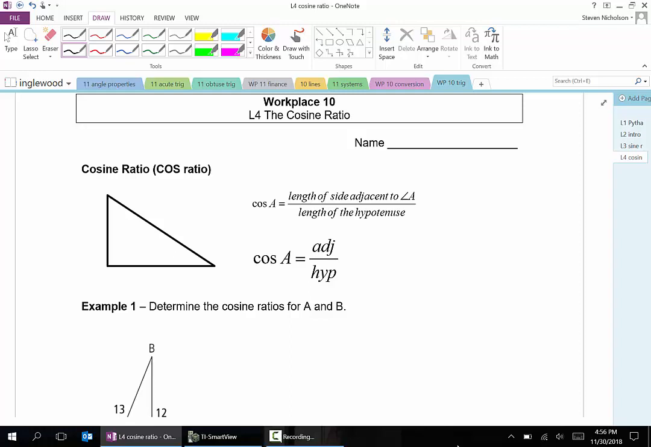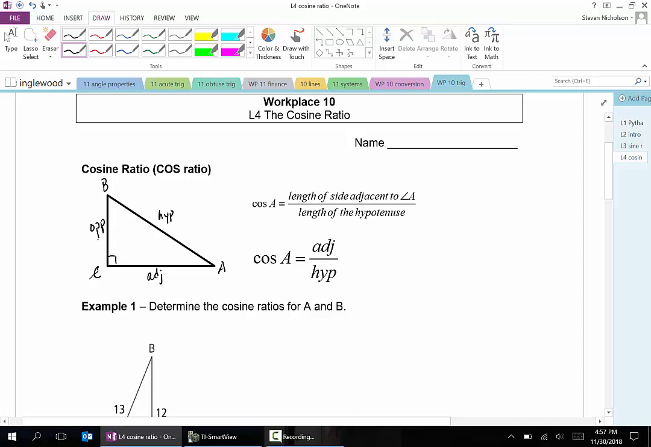Today's lesson focuses on the cosine ratio. As with the sine ratio, the cosine ratio is used when we have particular information. The cosine ratio is used when we have the adjacent side and the hypotenuse.